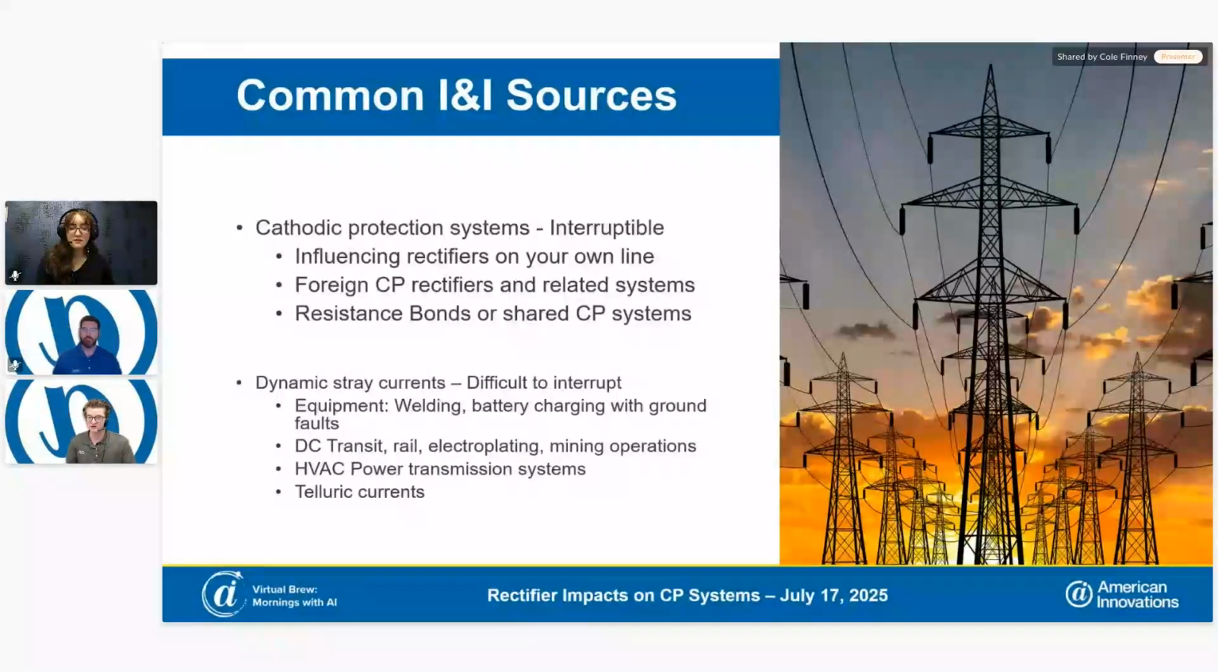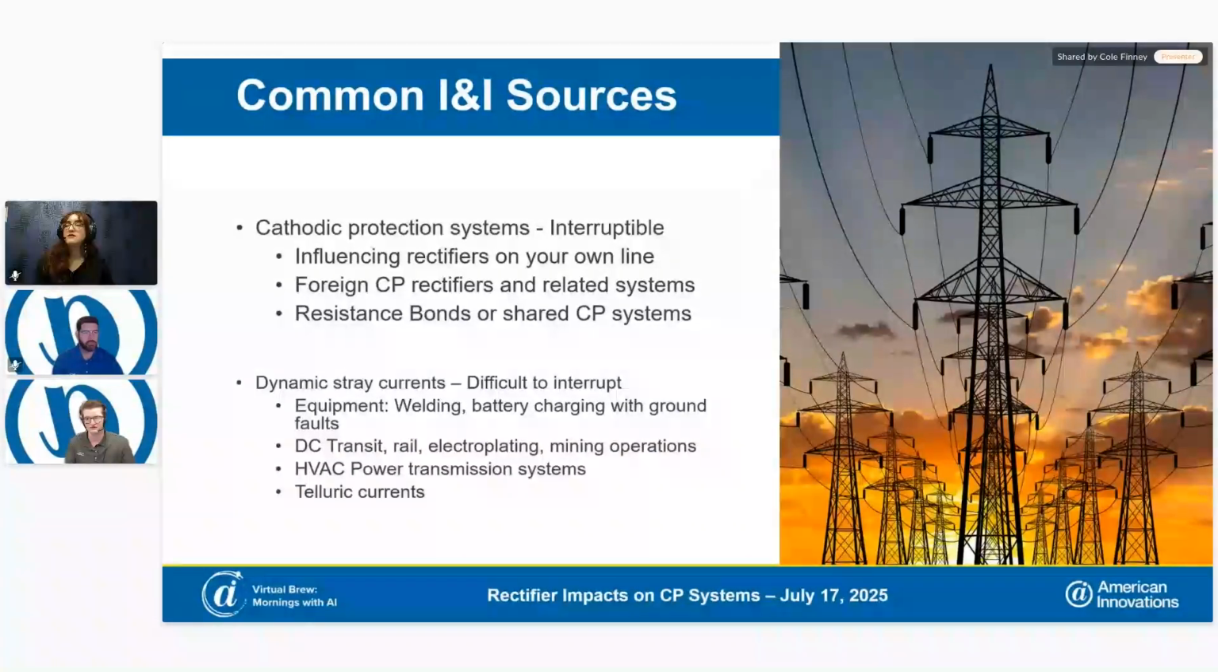In an influence study, you're really looking at potentially interruptible sources that influence your CP system. So, your own rectifiers on your own pipeline, or if you have a neighboring pipeline from a foreign operator, or if you have shared systems, so you have bonds, these will influence your CP system. These are also usually interruptible. So these are things within our control that we can use to understand the influence on our CP system.